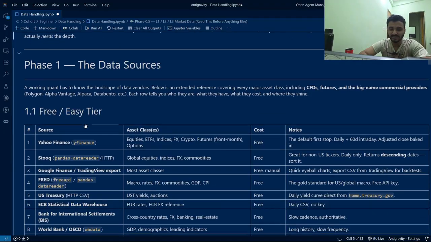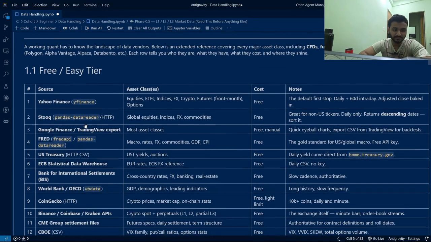Now, let's talk about the data sources. The free, easy tiers. Yahoo Finance covers equities, ETFs, indices, FX, crypto, futures, options. You will get good daily data and some intraday data. Adjusted prices are also included.